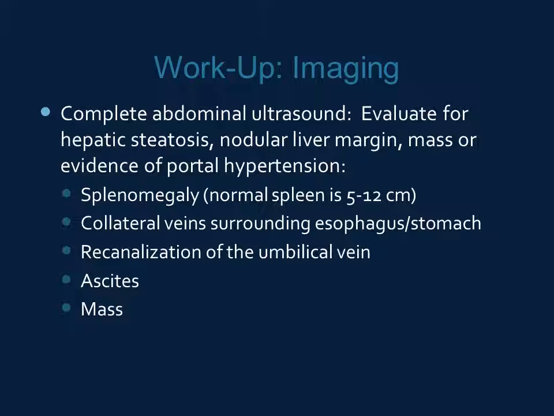The workup using imaging: complete abdominal ultrasound is an excellent tool to evaluate for hepatic steatosis, a nodular liver margin, mass, or evidence of portal hypertension, seen by splenomegaly with a normal spleen being 5 to 12 centimeters, collateral veins surrounding the esophagus, recanalization of the umbilical vein, or ascites.